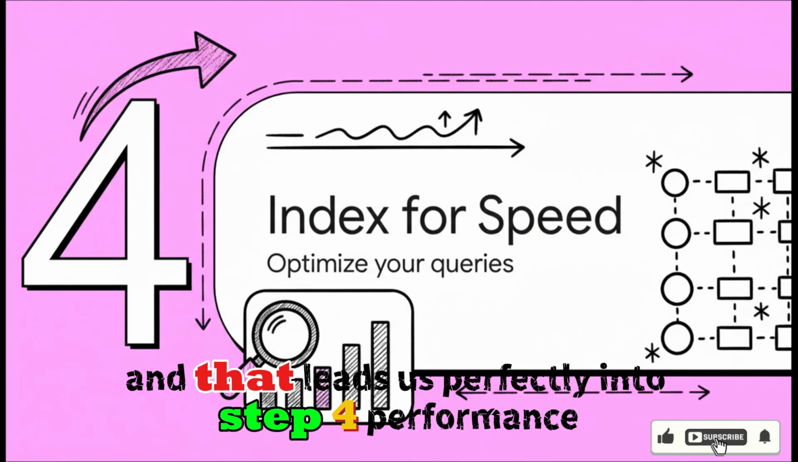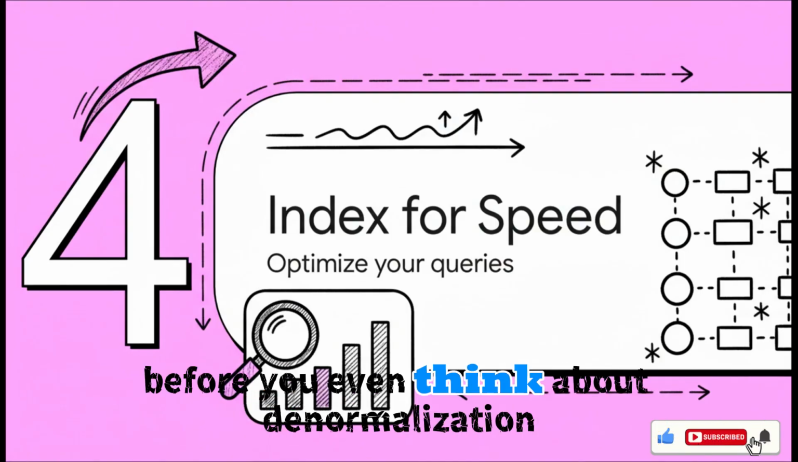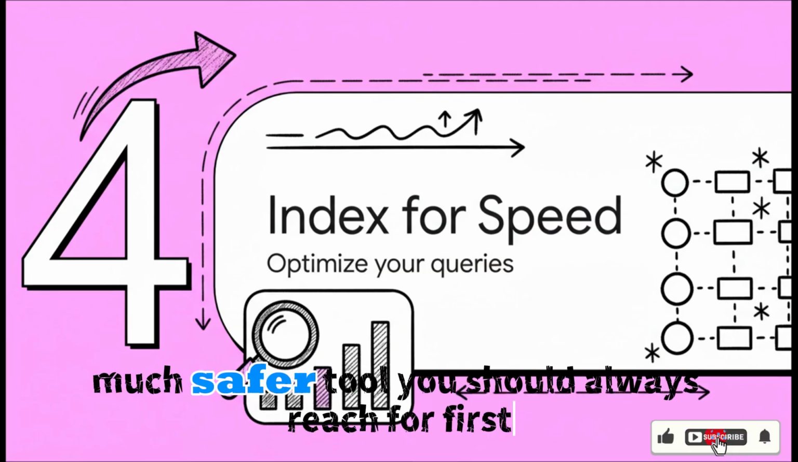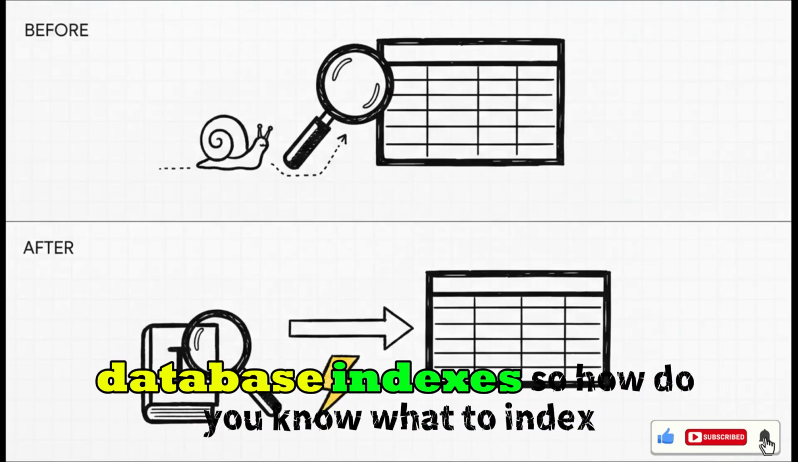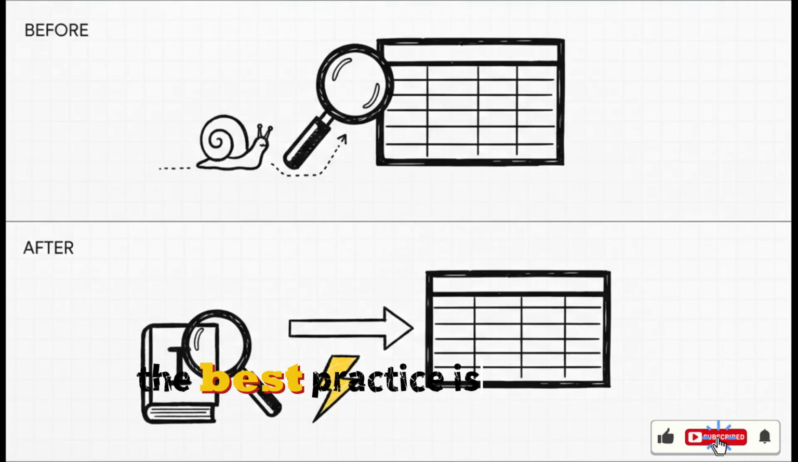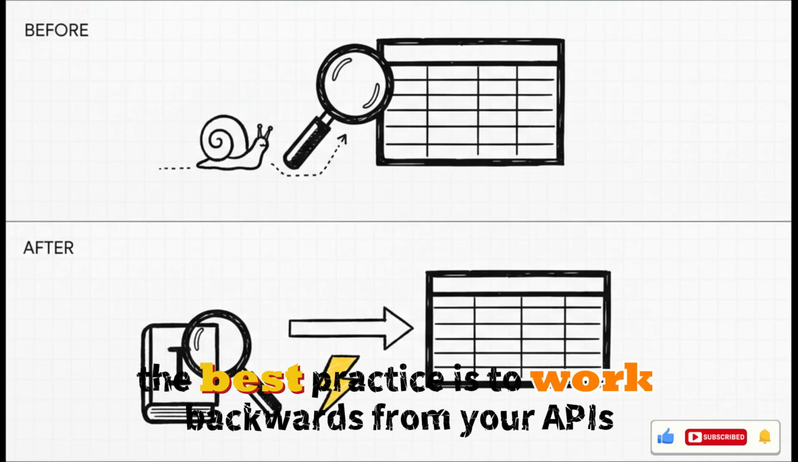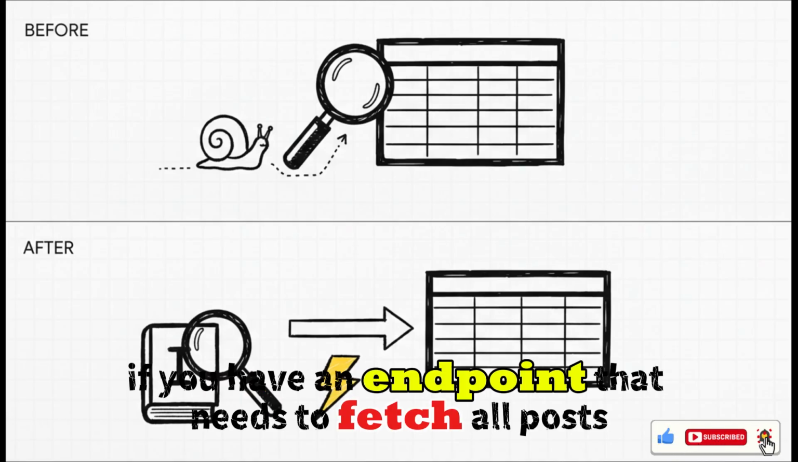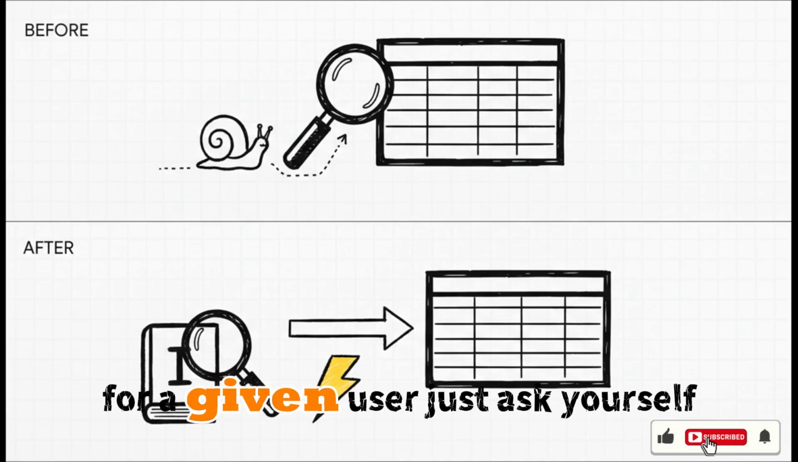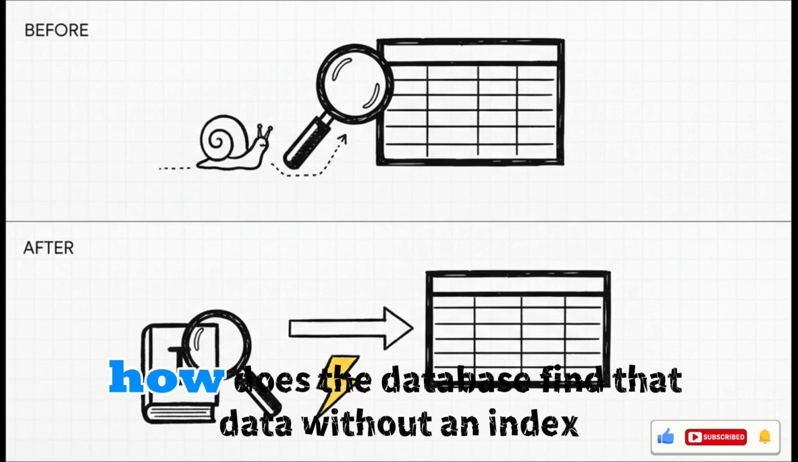And that leads us perfectly into step 4, performance. Before you even think about denormalization, there's a much better, much safer tool you should always reach for first: database indexes. So how do you know what to index? Well, the best practice is to work backwards from your APIs. If you have an endpoint that needs to fetch all posts for a given user, just ask yourself, how does the database find that data?